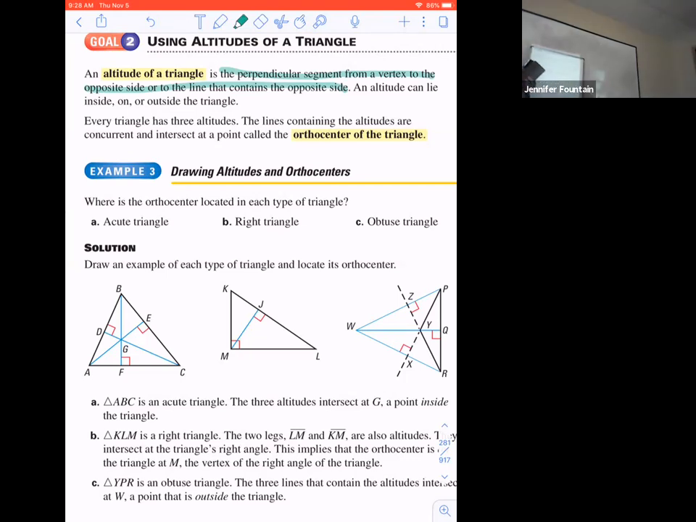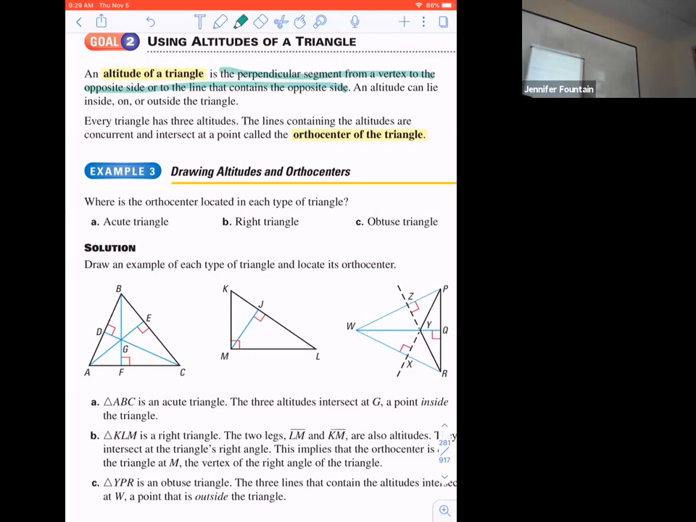Okay, so now we've talked about a circumcenter, we've talked about an incenter, we've talked about, what was our last one? The centroid, and now we're talking about an orthocenter. Okay, so all of these different things are all talking about the point of concurrency of either a perpendicular bisector, an angle bisector, a median, or an altitude. Okay, their own name.